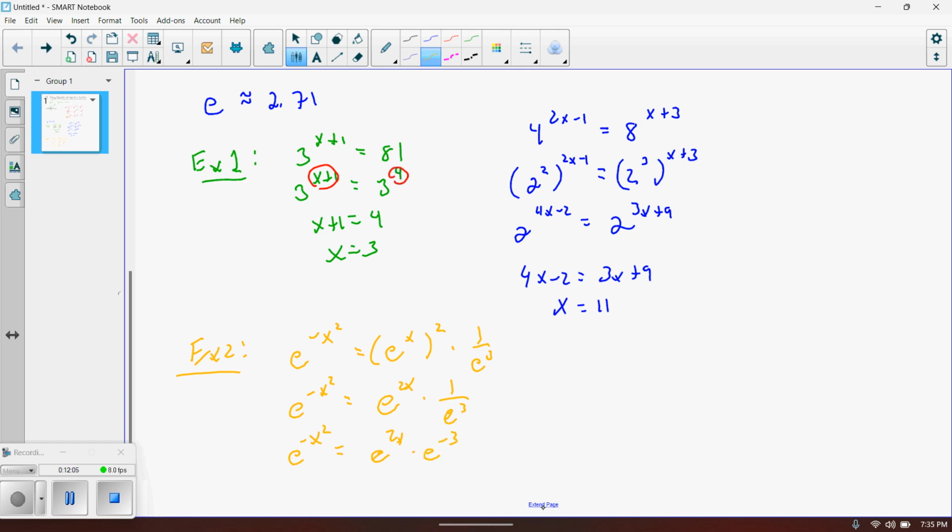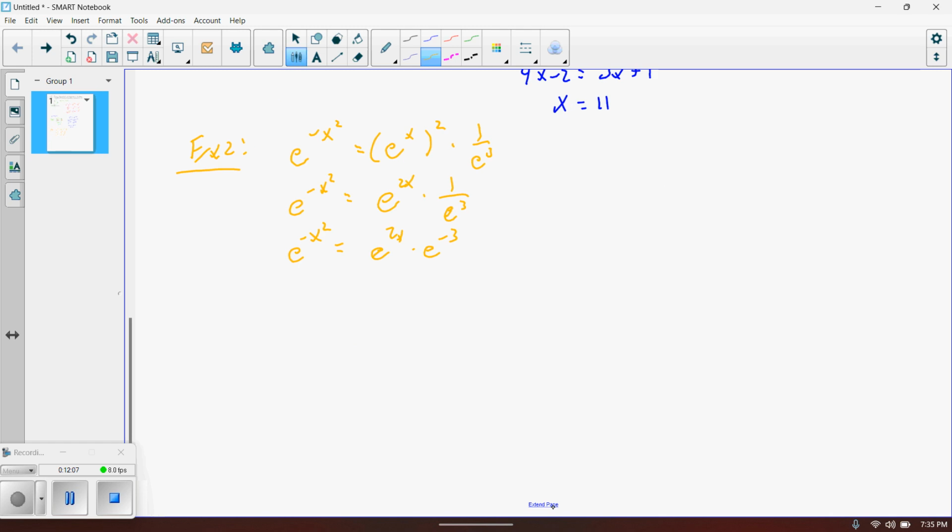And what we have now on the right-hand side are common bases. When you multiply common bases, you add the exponents. So we end up with e to the negative x squared equals e to the 2x minus 3. And now the bases on both sides of the equation are the same, so we can set the exponents equal to each other, which then leaves us with a quadratic, which we can solve by moving everything to one side, getting one side equal to 0.